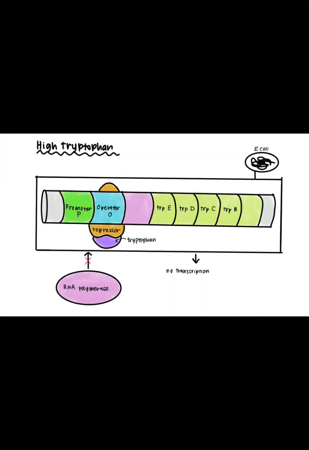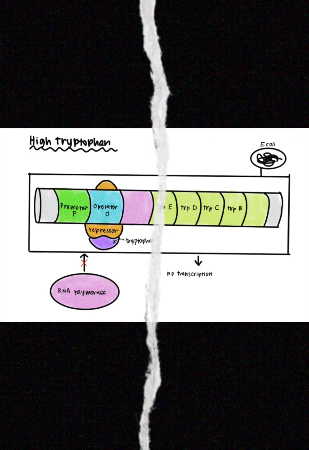When tryptophan levels are high, tryptophan itself acts as a co-repressor by binding to the repressor protein. This activates the repressor, which then binds to the operator, blocking RNA polymerase and stopping transcription. So, in all, the trp operon is usually on but gets turned off when tryptophan is abundant. This prevents unnecessary tryptophan production.